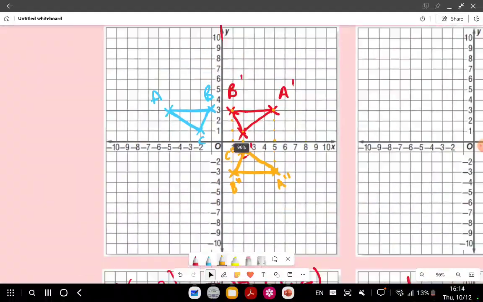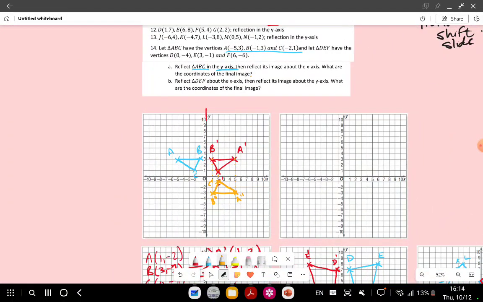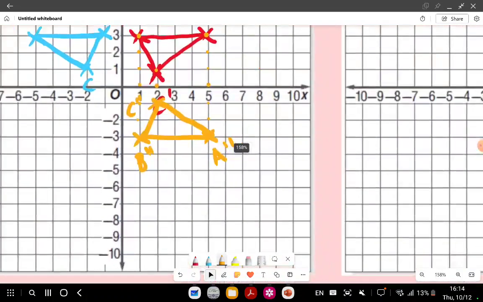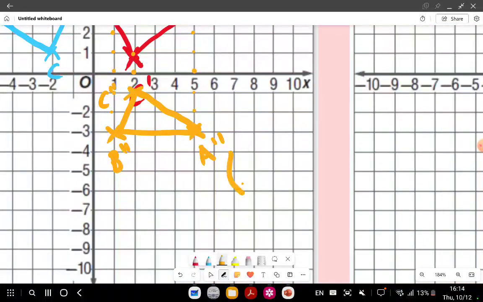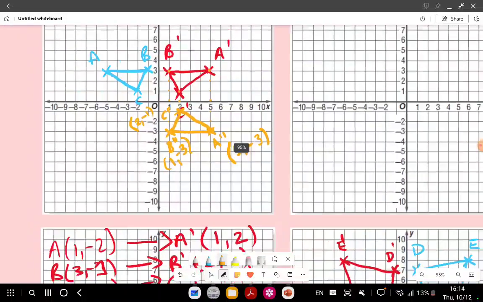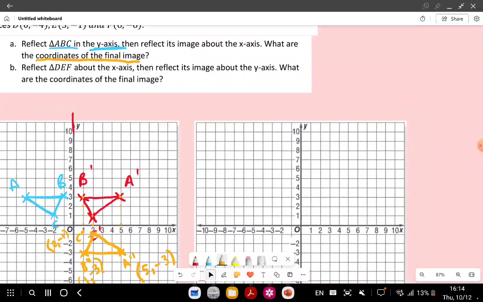And then finally, the question is asking me, what are the coordinates of the final image? So let's do that. Coordinates of A2 is 5, -3. Coordinates of C2 is 2, -1. Coordinates of B2 is 1, -3. That's question A.